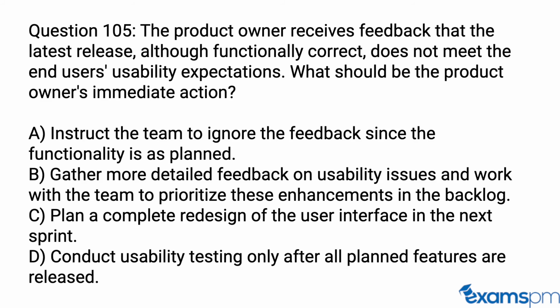Question 105. The product owner receives feedback that the latest release, although functionally correct, does not meet the end user's usability expectations. What should be the product owner's immediate action? A. Instruct the team to ignore the feedback since the functionality is as planned. B. Gather more detailed feedback on usability issues and work with the team to prioritize these enhancements in the backlog. C. Plan a complete redesign of the user interface in the next sprint. D. Conduct usability testing only after all planned features are released.